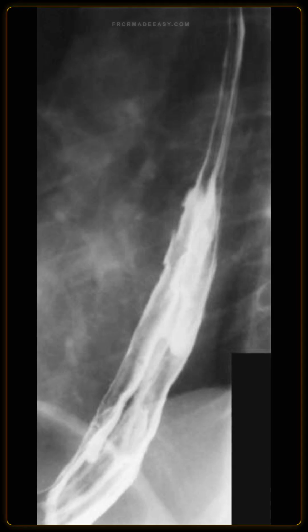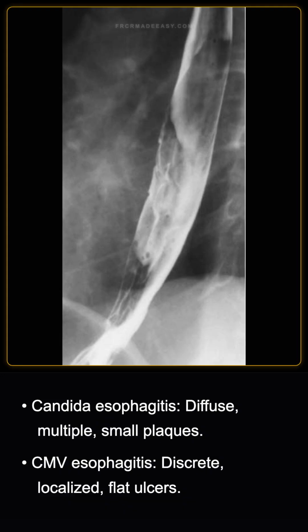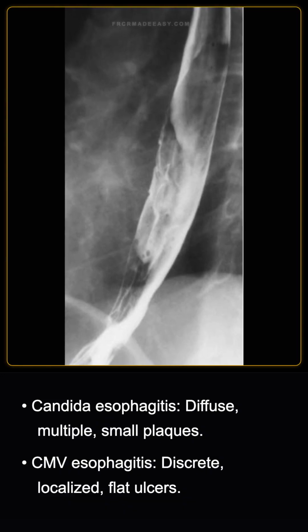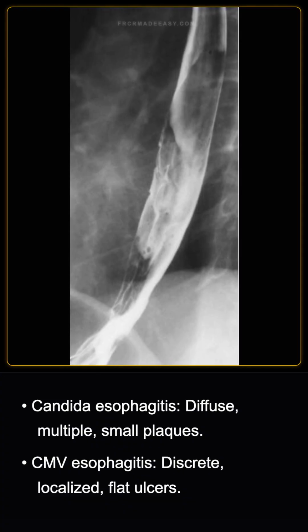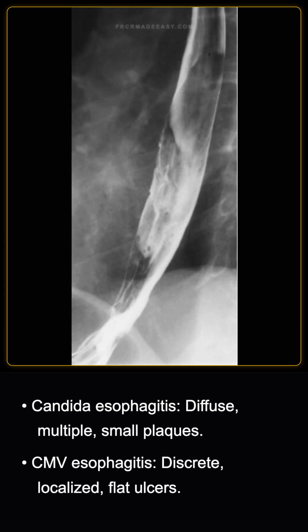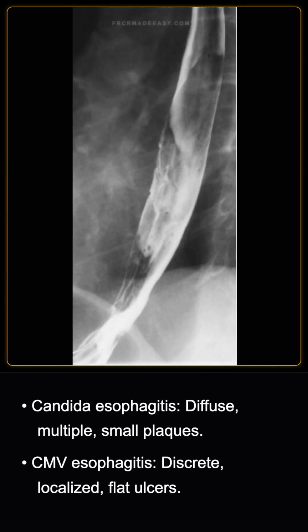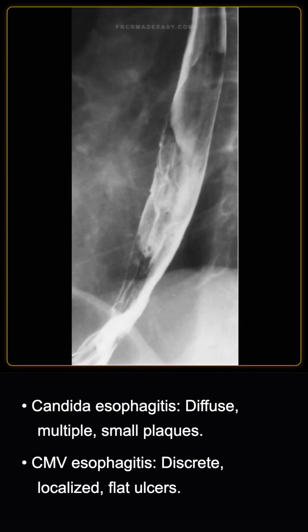How do you distinguish CMV esophagitis from Candida esophagitis on a double contrast barium swallow? Candida esophagitis presents with diffuse, multiple, small, plaque-like filling defects, giving the esophagus a shaggy cobblestone or double-contoured appearance, whereas CMV esophagitis features discrete, localized flat ulcers with normal intervening mucosa.